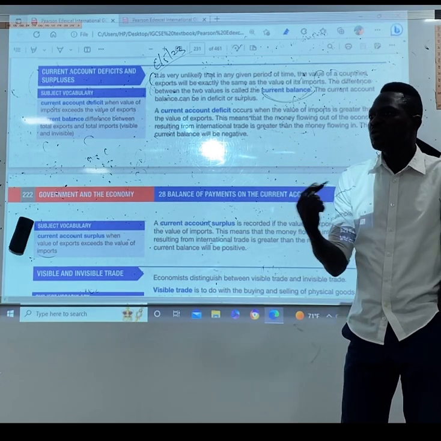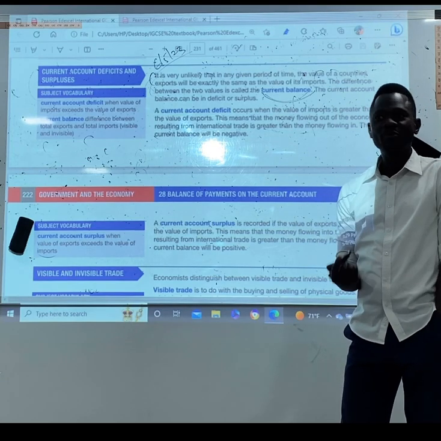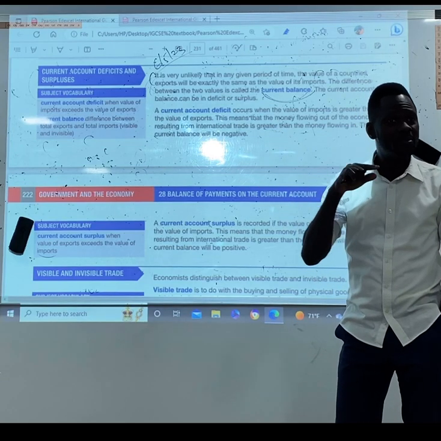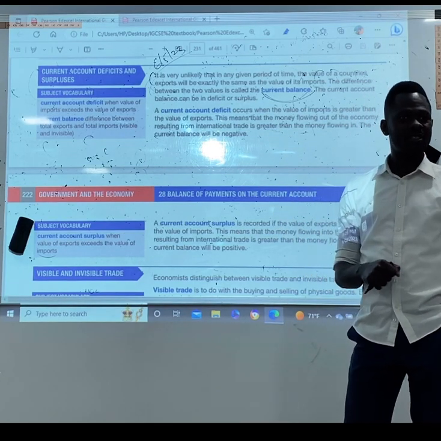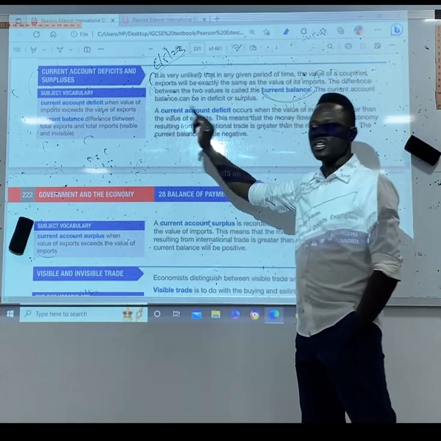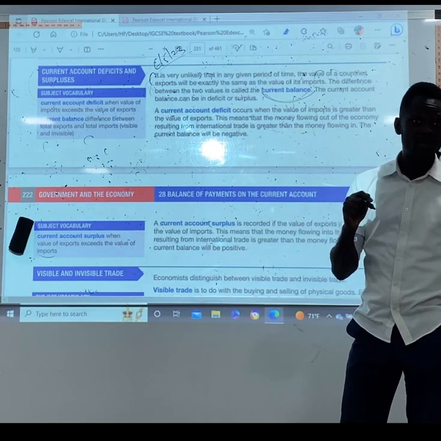It is weak because how would you continue to import more than you export? You're supposed to sell out, because that is the only way the value of your currency becomes better and stronger. Do you get it? So current account deficit means your import exceeds your export in terms of values.